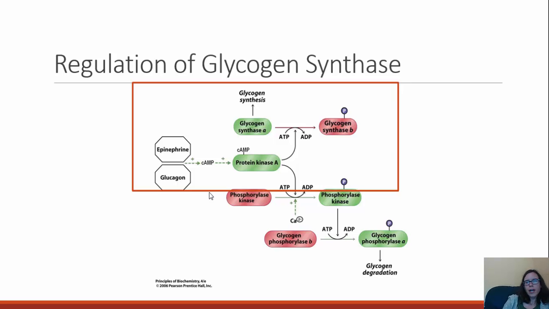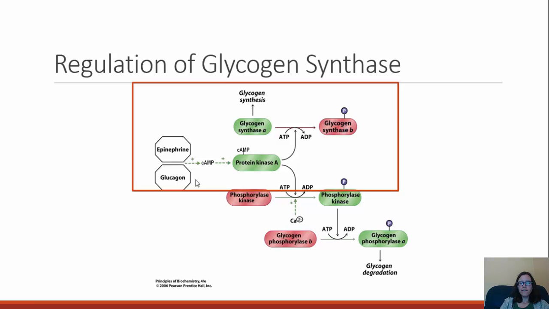Okay, so here is just a graphic. I'm just going to talk about the top part of this. We'll come back to this graphic in a bit. But here we have the epinephrine and glucagon hormones. These activate cAMP, which activates protein kinase A. The kinase is responsible for adding the phosphorus group onto the active form of glycogen synthase to inactivate it.